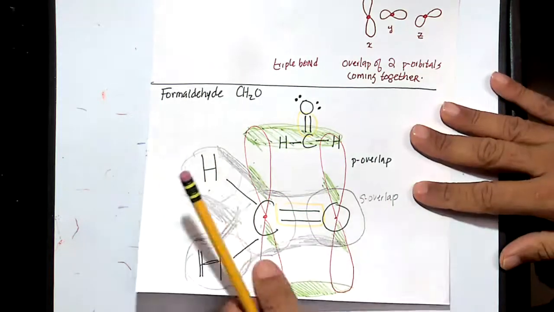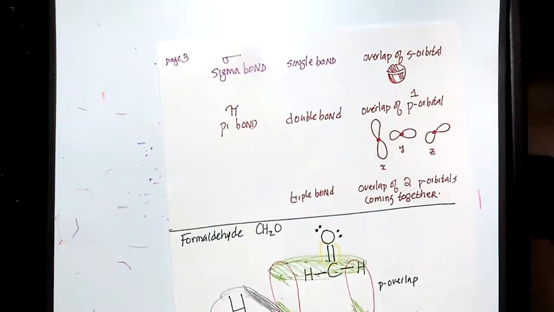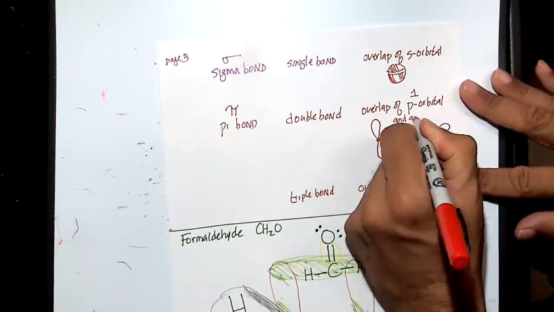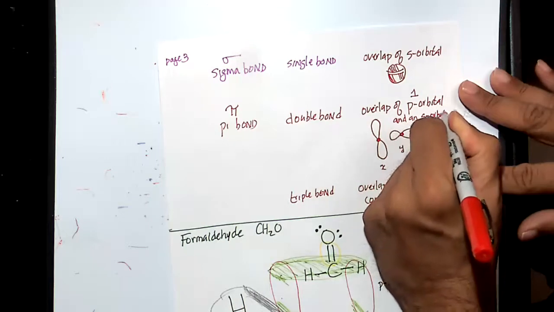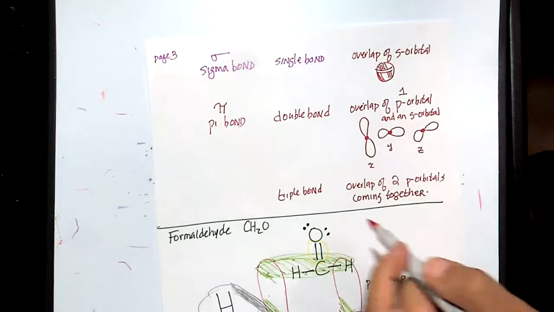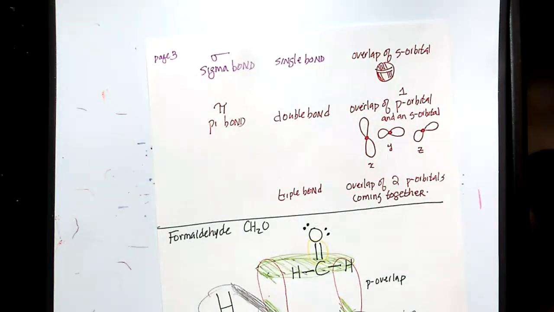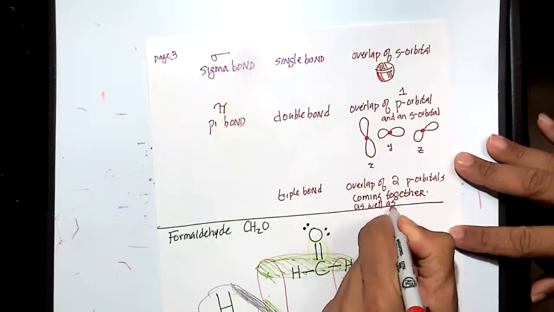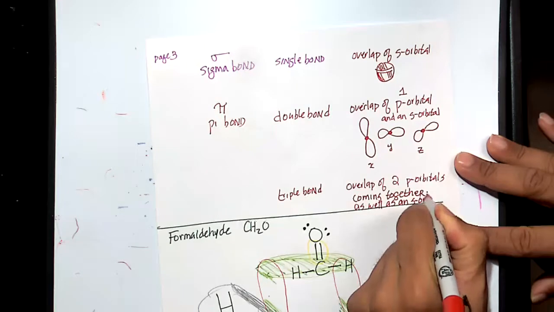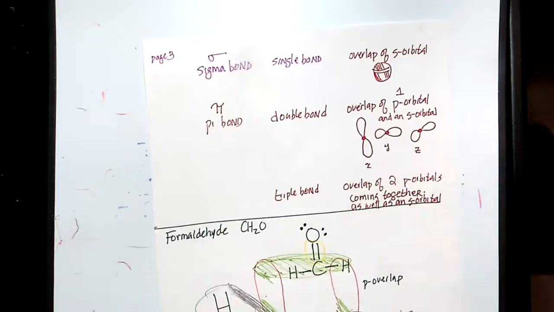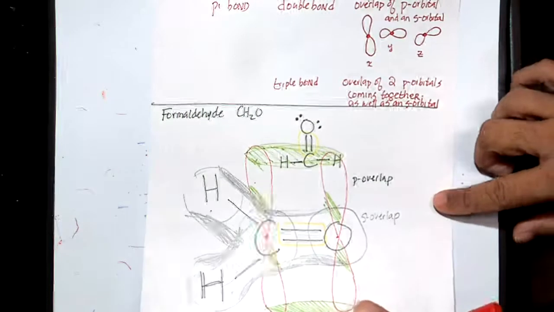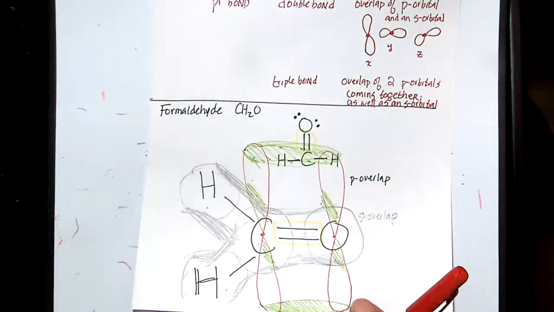Let me just amend this here. So let me just say a double bond is an overlap of one p orbital and an s orbital, and a triple bond is an overlap of two p orbitals coming together as well as an s orbital, which again is a sphere. The shape of an s orbital is a sphere. All right, so here's an example of a double bond. Let me give you an example of something with a triple bond.